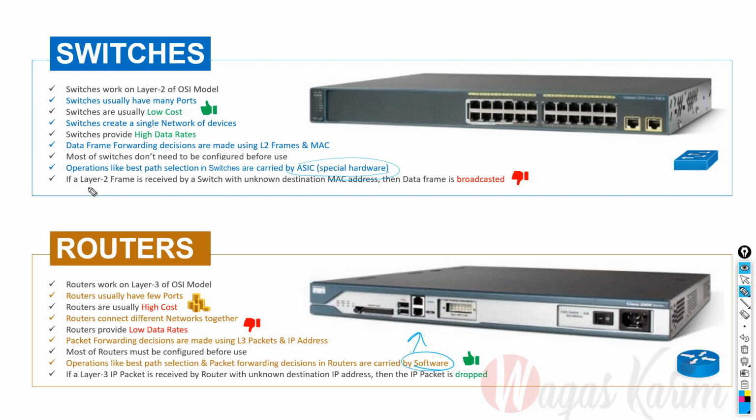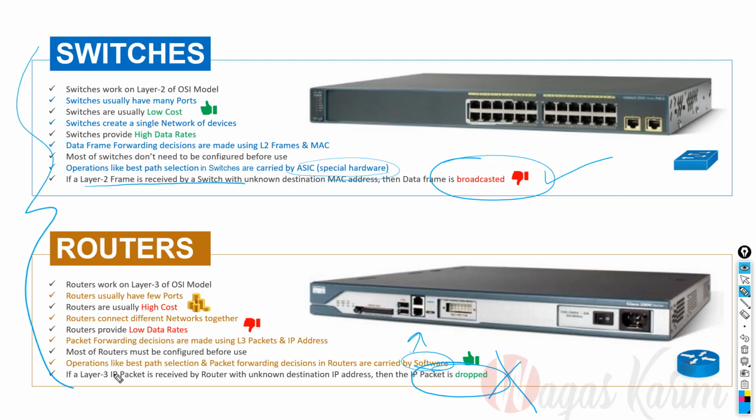In switches, if a layer 2 frame with an unknown destination is received, then the frame is broadcast, while in routers the frame is dropped, it is not forwarded. So routers do not encourage broadcasts, while switches work based on broadcast. So these are some of the basic differences between switches and routers.